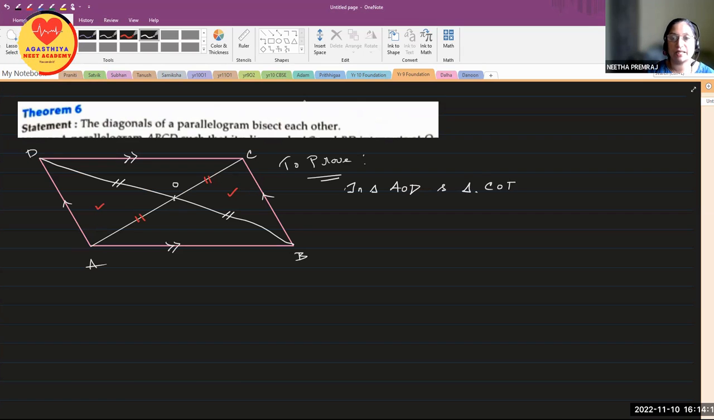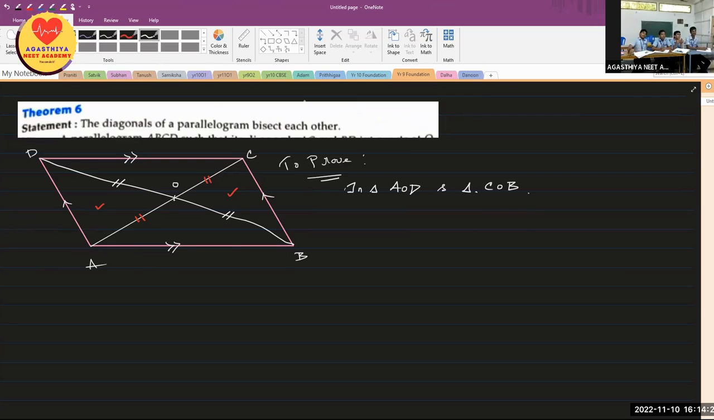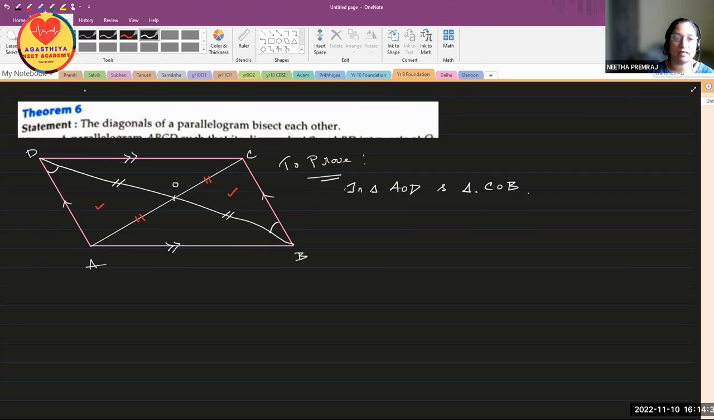in triangle AOD and triangle COB. I'm taking this triangle COB. சொல்லுங்க என்னன்னா தெரியும் உங்களுக்கு? What you know, you tell me. Very good. Alternate angles. So this angle is equal to this angle. சொல்லலாமா? Because alternate angle. இது எப்படி பேர் கொடுக்கலாம்? ADO. Angle ADO is equal to angle CBO. The reason is they are alternate.